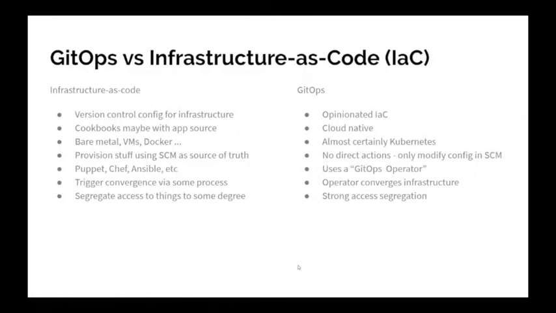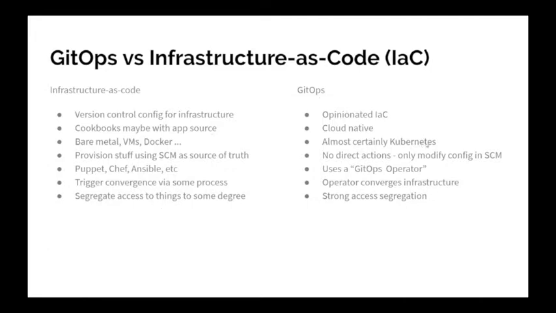Infrastructure as code is also a well-worn, if recent, term, which is that you're trying to put absolutely everything you do in infrastructure in code. So you have version control for everything in your infrastructure. You might be using things like cookbooks and other things with Chef and Puppet and so on, and you have all that in your Git. You might be trying to automate things all over the spectrum, be it in bare metal, VMs, Docker, and so on. And you are provisioning things using SCM methods also. You have various tools, and you trigger convergence with some process. This has some degree of segregated access, but not as much as it could have.